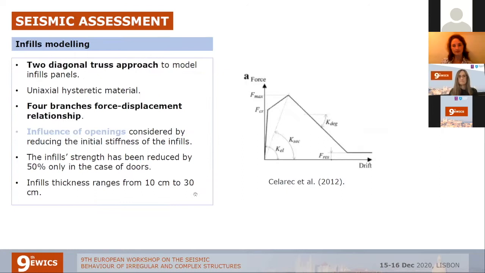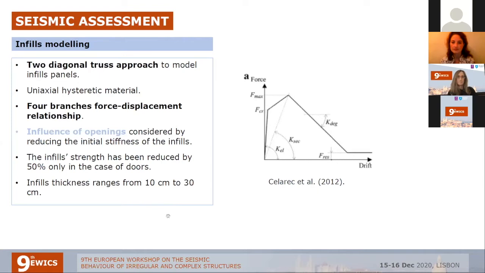The infill modeling was performed by considering the two diagonal truss approach, which takes into account a universal hysteretic material. This material is expressed as a four-branch force-displacement relationship, which is this kind of relationship. And the influence of the openings was taken into account by reducing the initial stiffness of the infill. If we had a door, for example, as an opening, we reduce that strength by 50%, following different works developed by Žarnić and other authors.